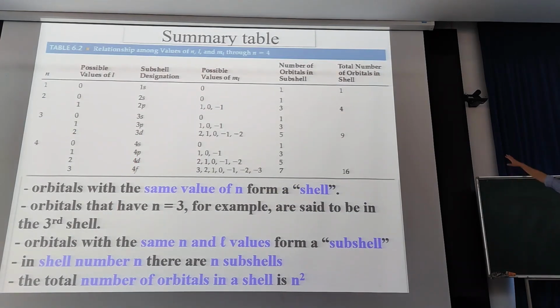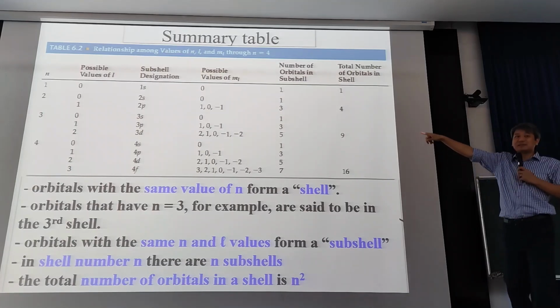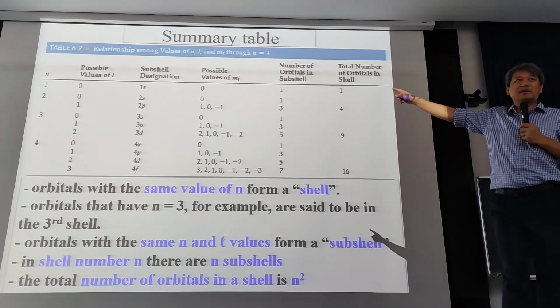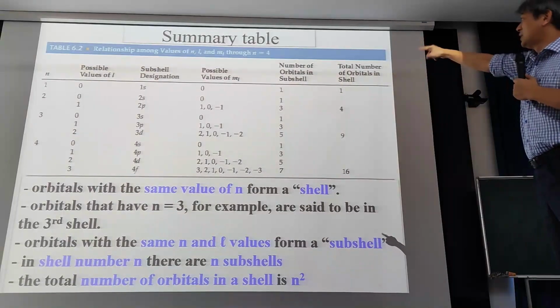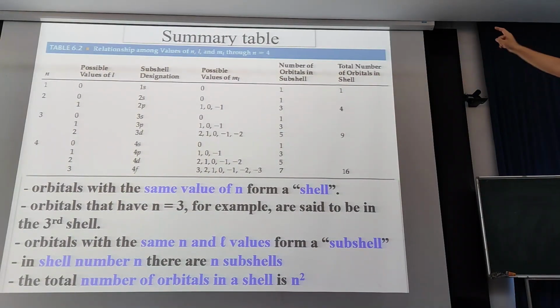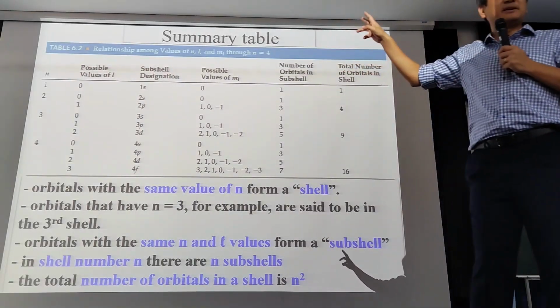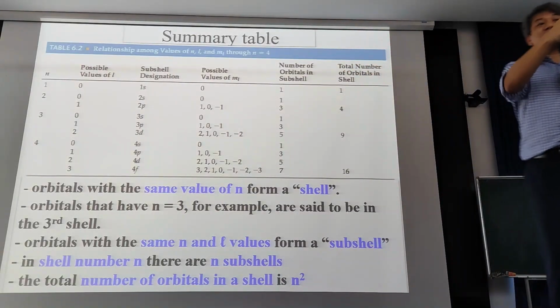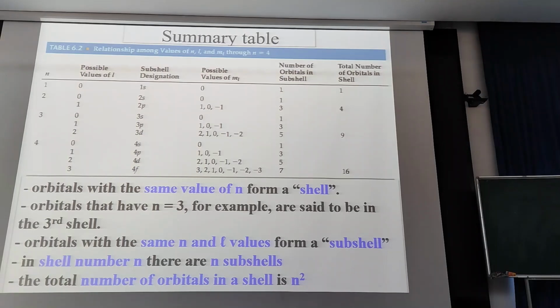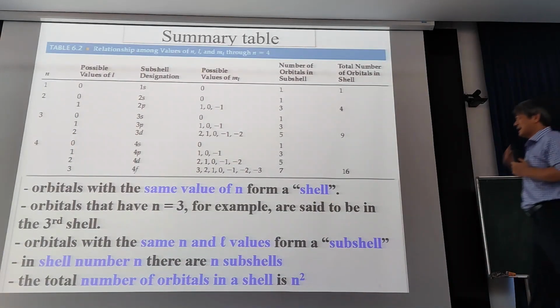So to summarize, you have this table. Okay? In the first layer, with the main quantum number n equal to 1, you have only one orbital, 1s. In the second layer, n equal to 2, you have orbitals s and p. For s, you have only one s. For p, you have 3 p. In the third layer, you will have s, p, and d orbitals. For s, you have 1s, 3 p orbitals, and 5 d orbitals. In the fourth layer, you will have s, p, d, and f.